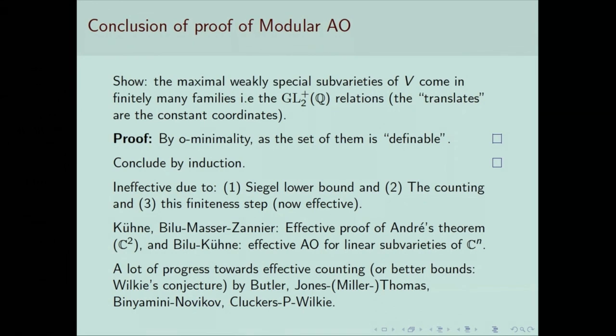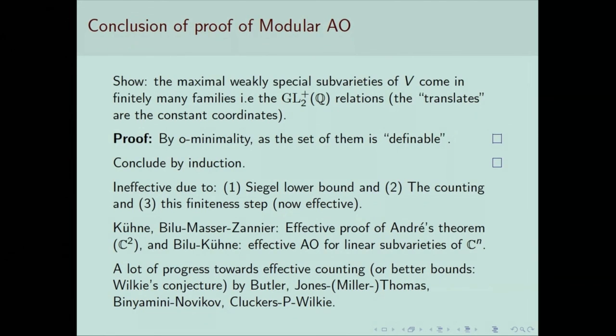And they also, Bilu and Kühne, can prove André-Oort effectively for linear subvarieties of C to the n. Effective means you can give an actual bound. In principle, you can bound the discriminants of the special points that you see. In some cases they made it fully effective, where they proved, for example, that there are none. You can actually carry this out and really prove it. It's not like 10 to the 10 to the 30. In some cases, you can actually prove there are none.